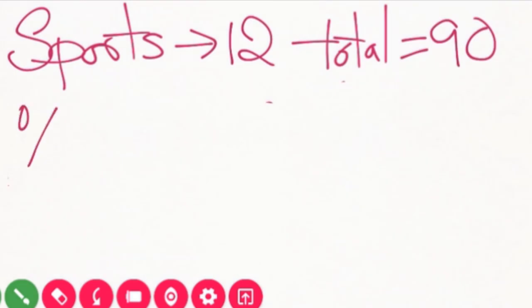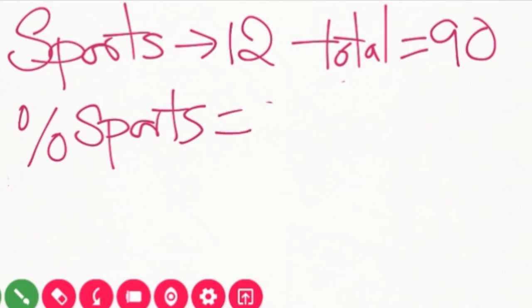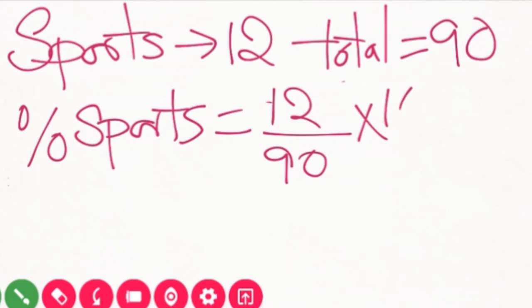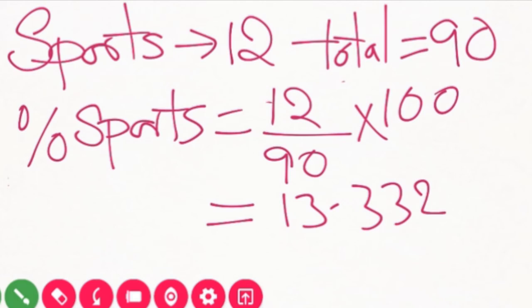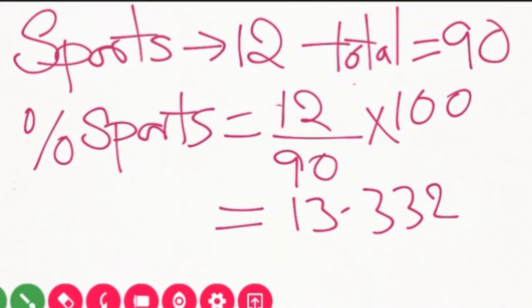And the percentage of sports persons will be 12 divided by the total value into 100, because it represents the percentage. Then that automatically becomes around 13.332. This means out of 100, 13 were interested in only sports activities.